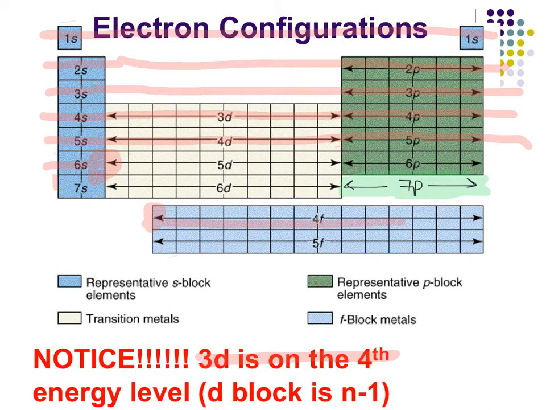We would have 4f, and then we would continue back up here to 5d, then 6p. Then on our last row, we have the 7s, and then this drops here to the 5f. Then we start back up here at the 6d and finish with 7p. That is the order that the electrons will fill, and that is the order that we have to write the orbitals.